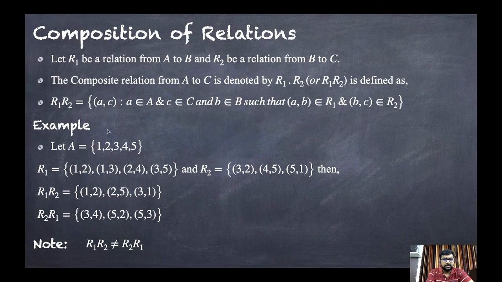For example, here A equals {1, 2, 3, 4, 5}. That means A cross A will contain 25 elements. So if R contains 25 elements, then this R will be a universal relation.